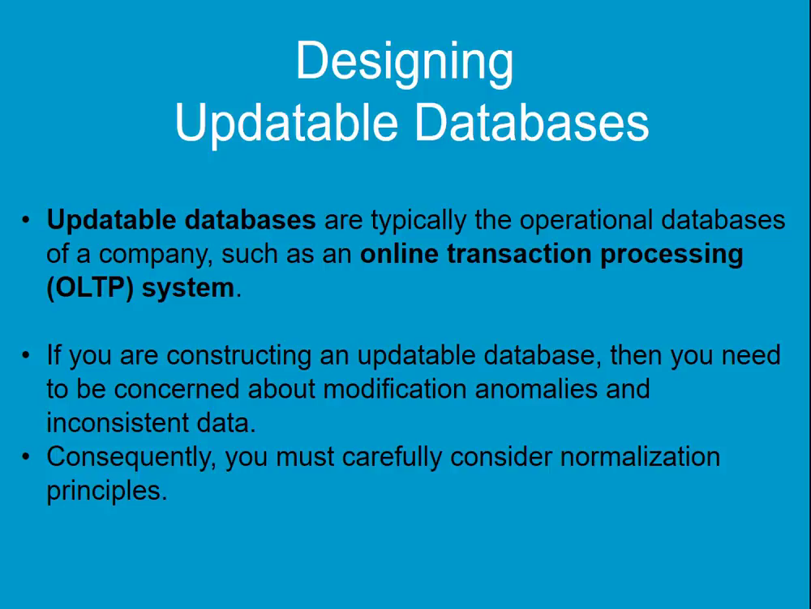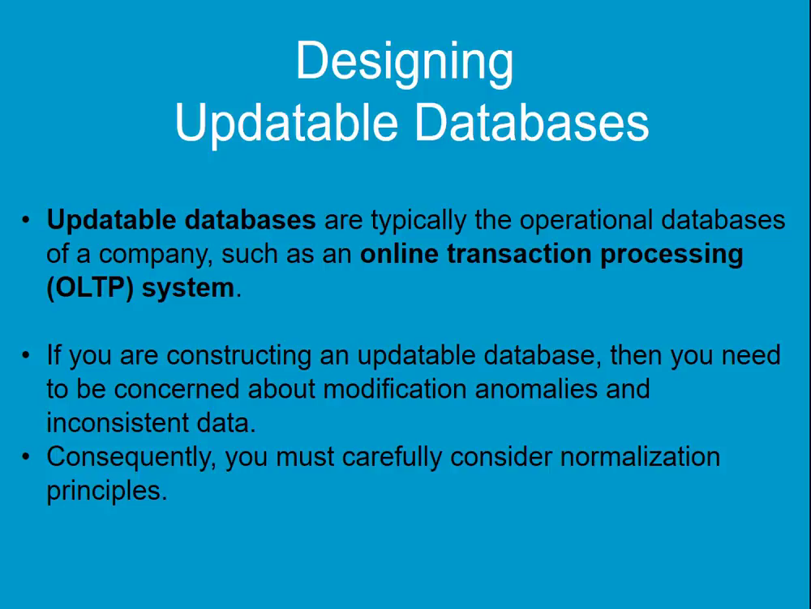And just like you would expect, updatable databases are those operational databases of a company that we actually use, such as an OLTP, which is an online transaction processing system where people are using credit cards for purchasing. Now, if you're constructing an updatable database, then you need to be concerned about modification anomalies, as I mentioned before, and inconsistent data. That's why we put rules in place. That's why we make sure that we normalize our tables so that we try to get away from any chances of inconsistent data. So you must be careful when you're considering your normalization properties, and you want to take them up as high a level as you can.